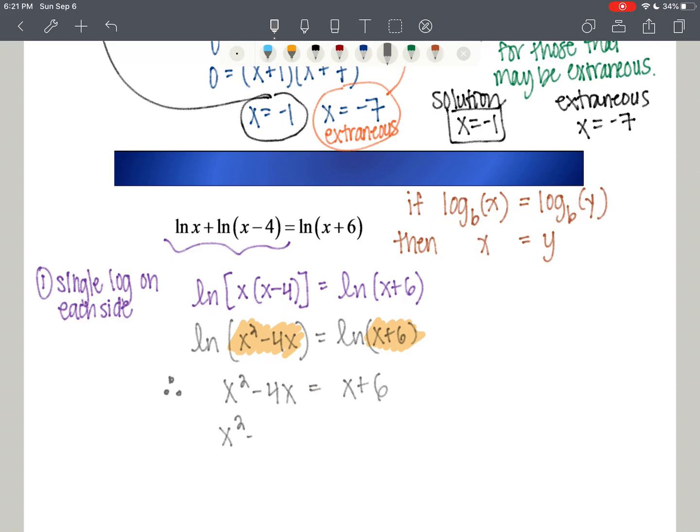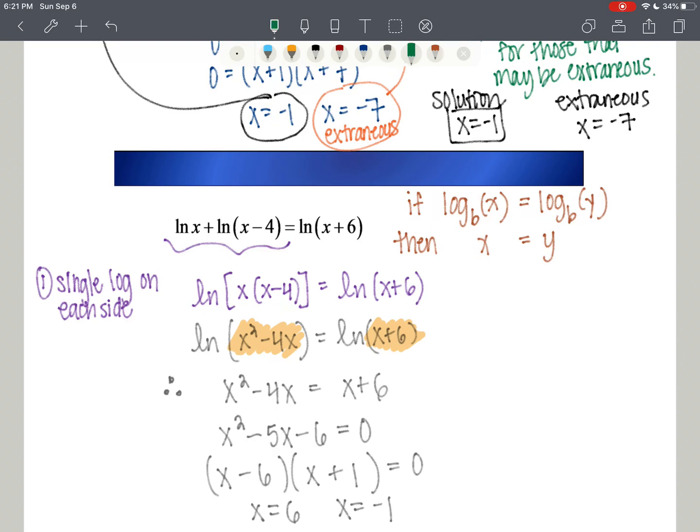So we'll set this equal to 0. x squared minus 5x minus 6 equals 0. I'm going to factor. I'm going to have x minus 6, x plus 1, x equals 6, x equals negative 1.